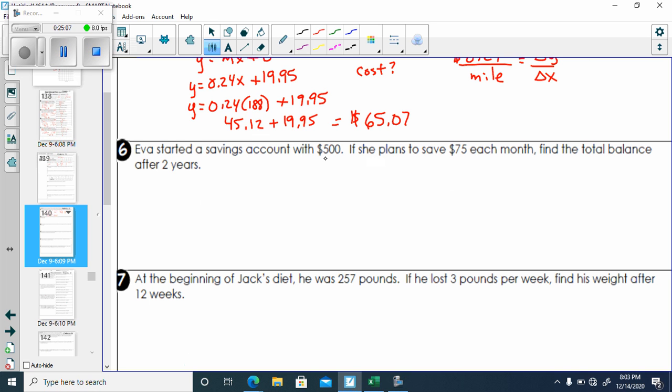Eva started a savings account with $500. If she plans to save $75 each month, find the total balance after 2 years. Now, first, let's write our equation. Y is equal to mx plus b. Where does she start? She starts with $500. She's saving $75 each month. Each tells me that there's our rate. So our M is 75.